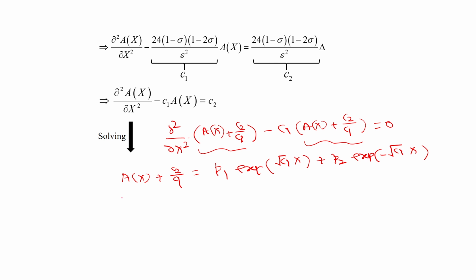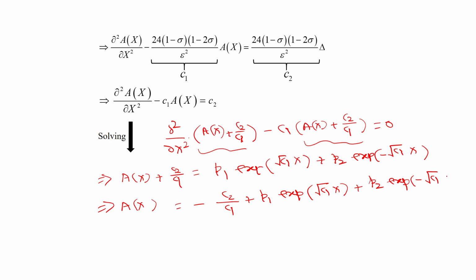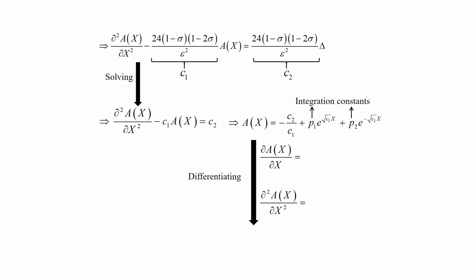So, A of x will be equal to minus of C2 by C1 plus P1 exponential square root of C1 into x plus P2 into exponential minus square root of C1 into x, like that. So, this is the solution of A of x, and then I find out what will be del square A by del x square. So, let us do that.